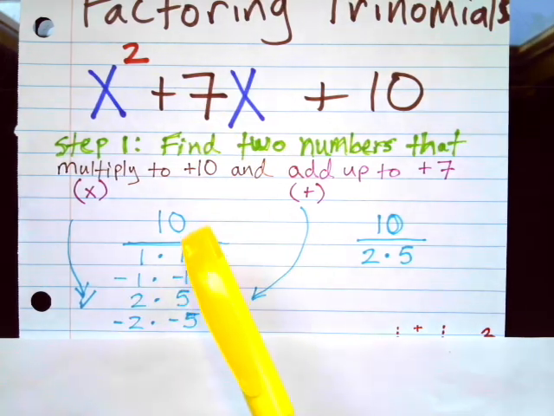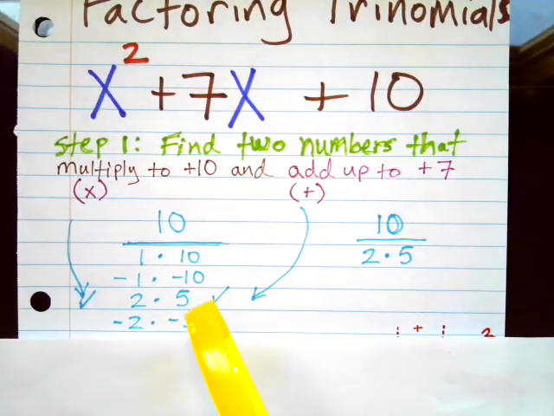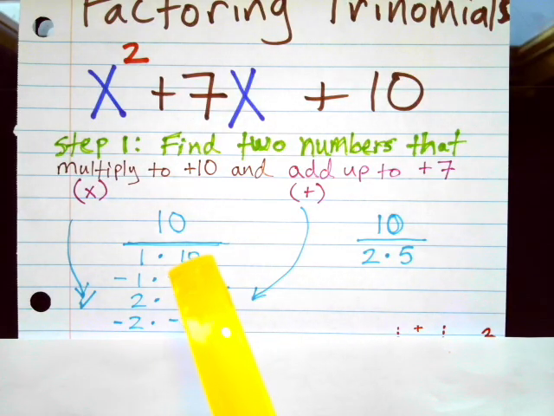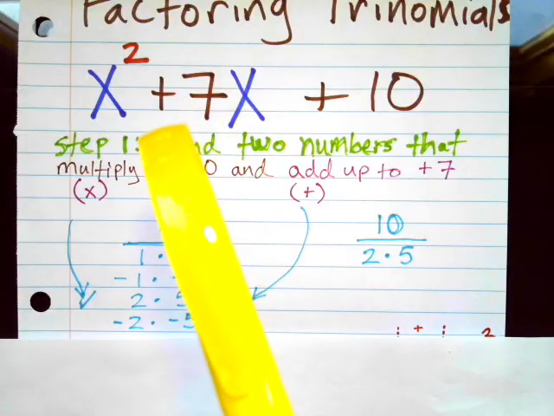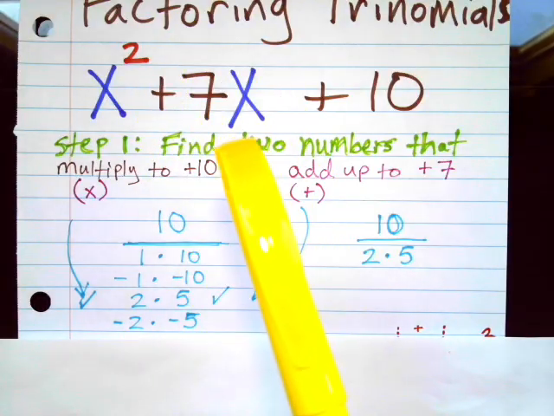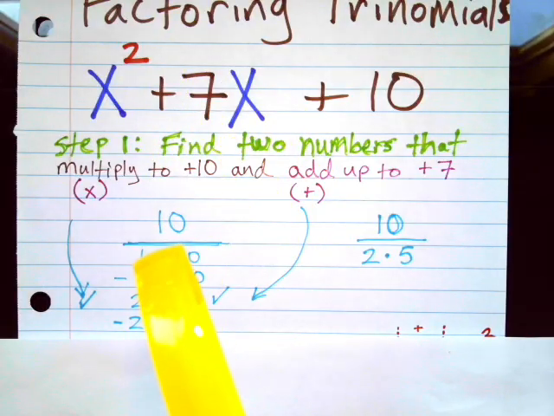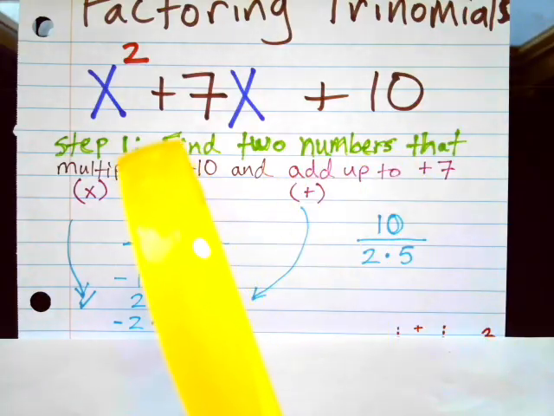So 1 times 10 is 10. Negative 1 times a negative 10 is a positive 10. 2 times 5 would give me a positive 10, and a negative 2 times a negative 5 would also give me a positive 10. Well, which one of these different factors would add up to a positive 7? That's my middle term right here. And so I need two numbers that multiply to 10 and add up to 7.